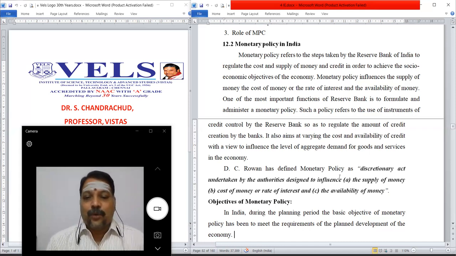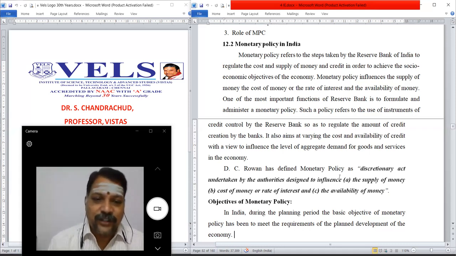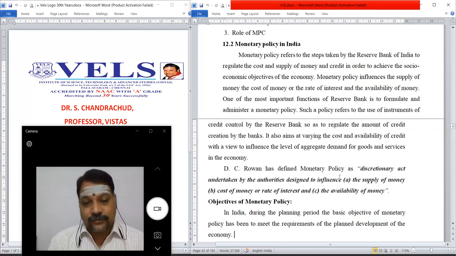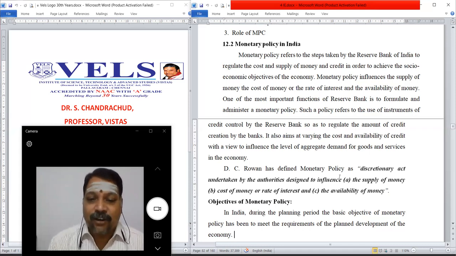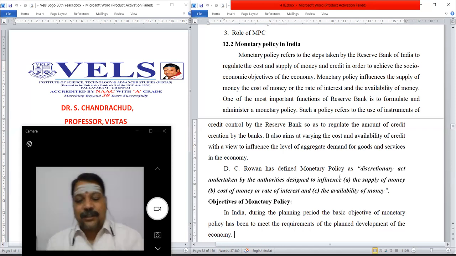Professor D.C. Rowan defined the monetary policy in this way. How did he define it? In his words, a discretionary act undertaken by the authorities designed to influence the supply of money and the cost of money or rate of interest and availability of money. So these are the three things which include the monetary policy.